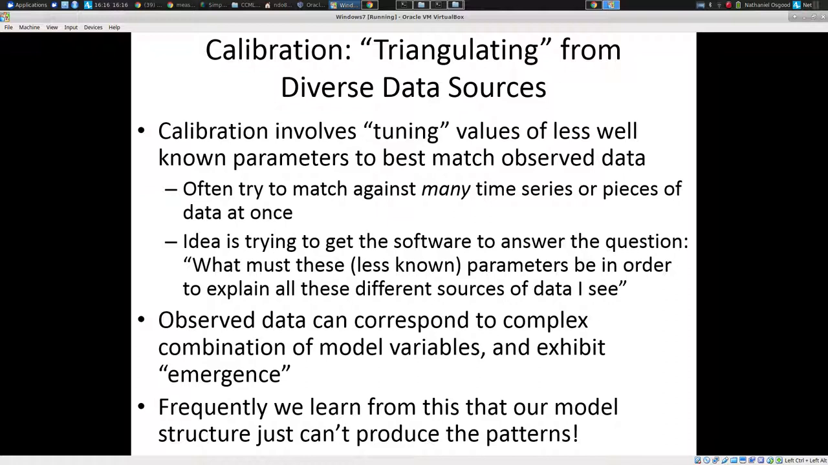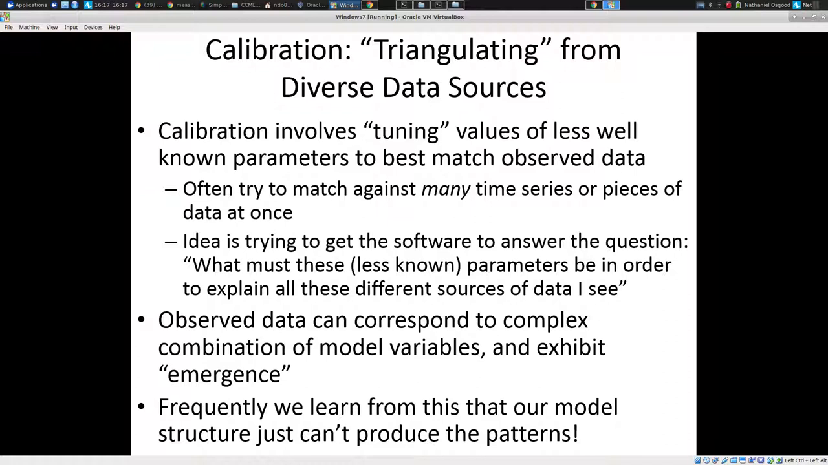MCMC is very similar. MCMC is simulating drawing from distributions associated with those parameters. Joint distribution, saying it could be this, it could be that, this is also likely. The ones that are very likely are simulated more frequently. In calibration, you get out a single point estimate for these parameters that best match the observed data. And the idea is to try to get the calibration software, say Vensim or AnyLogic, to say what must the value of less known parameters be in order to simultaneously match all these different sets of data.